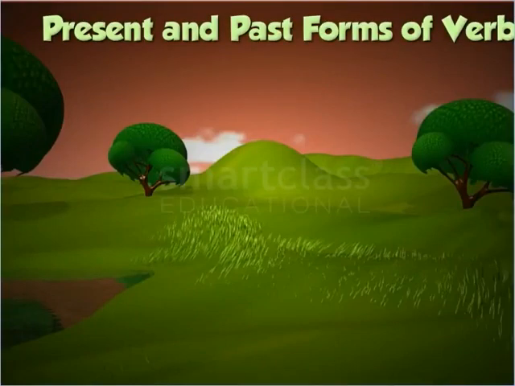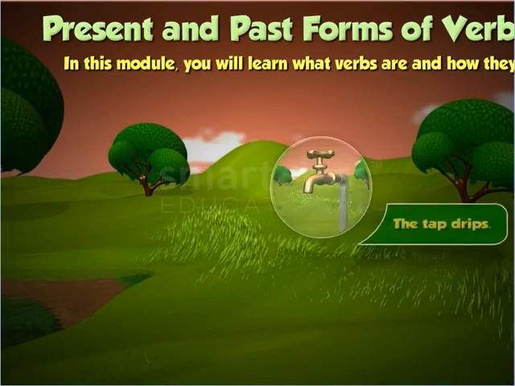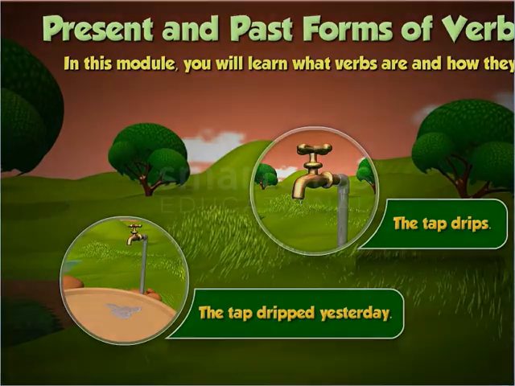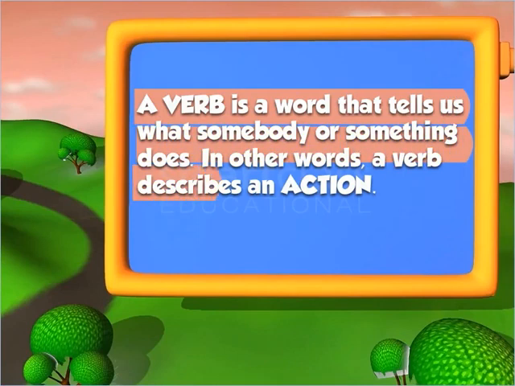Present and past forms of verbs. In this module, you will learn what verbs are and how they are written in present and past forms. A verb is a word that tells us what somebody or something does. In other words, a verb describes an action.